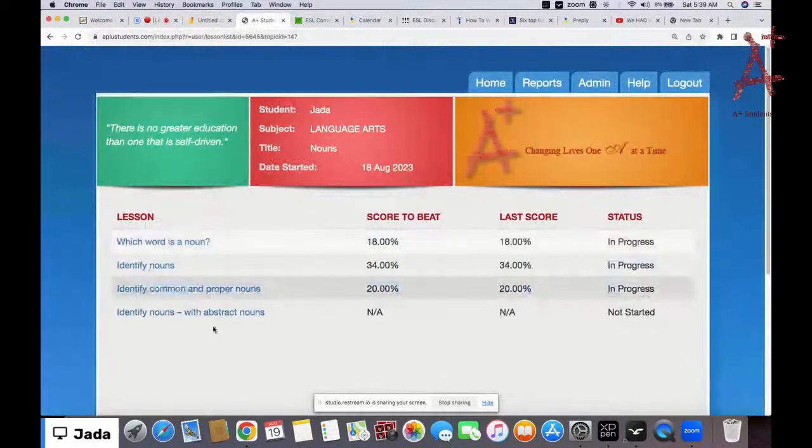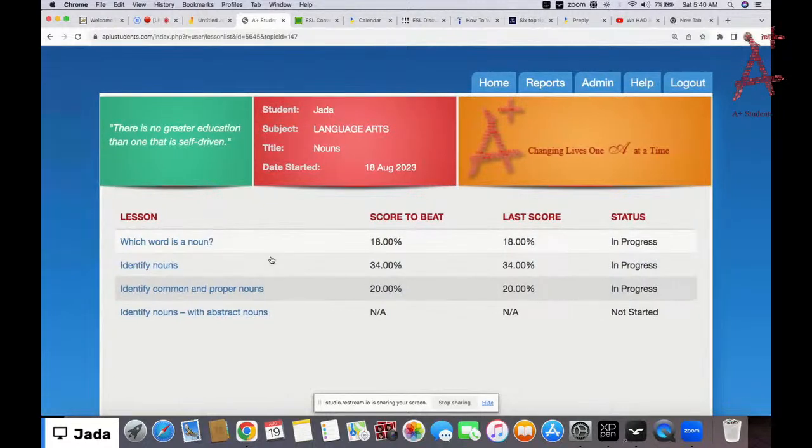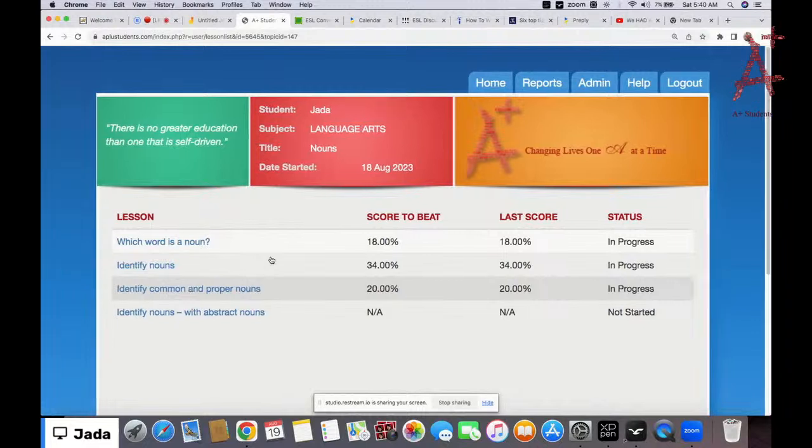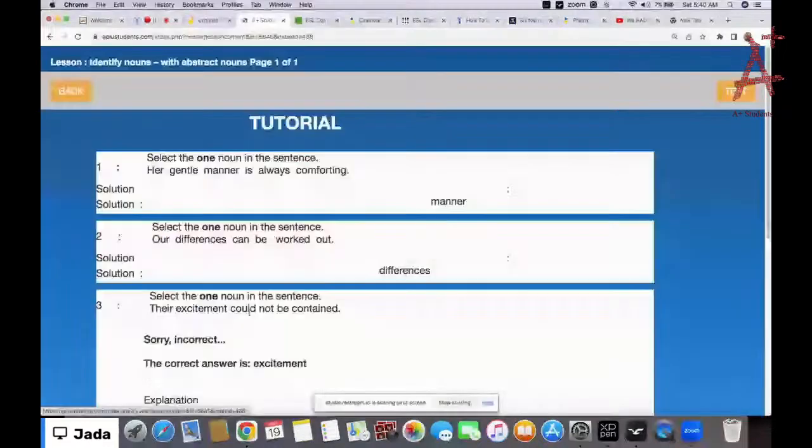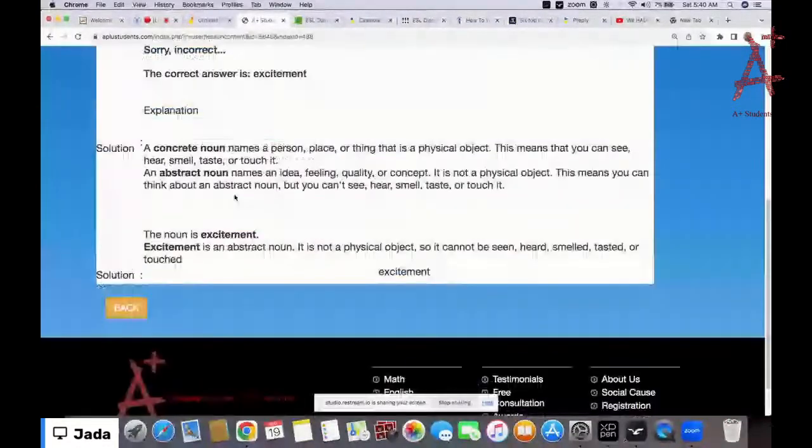So now we move on to the last, which says identify nouns with abstract nouns. Okay, so you need to identify nouns with abstract nouns. Abstract nouns. Okay, so we click that here now. All right, so let's see the explanation. Okay, so we have the concrete noun and then an abstract noun.